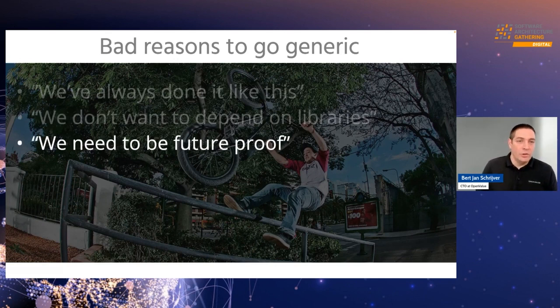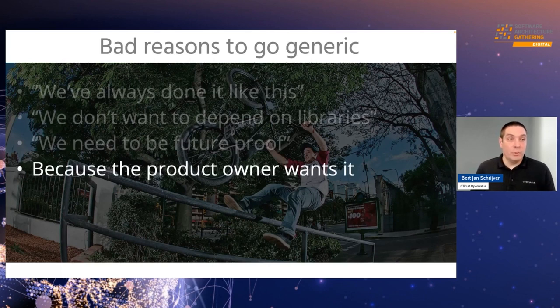We need to be future-proof. Well, we're pretty sure that we cannot predict the future. So the only way to be future-proof is to make really simple code, and a generic solution may not be the simplest solution. Because the product owner wants it. Well, the product owner can tell us what they want, but not how we're going to build it. It's a responsibility of the team.